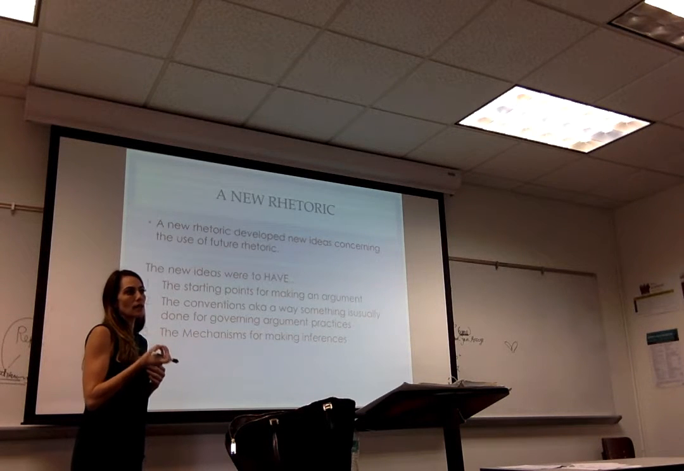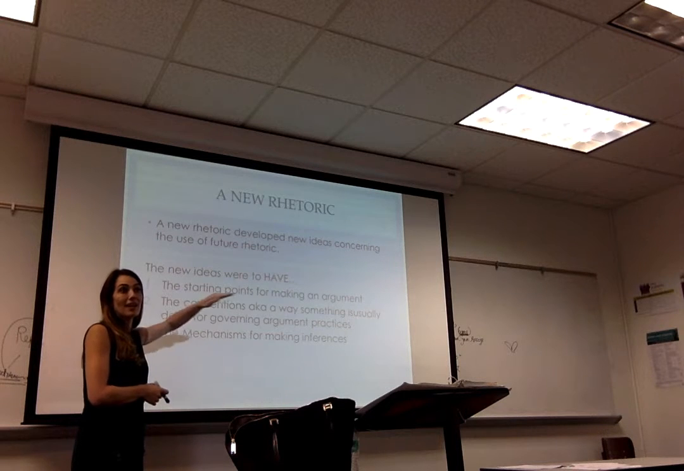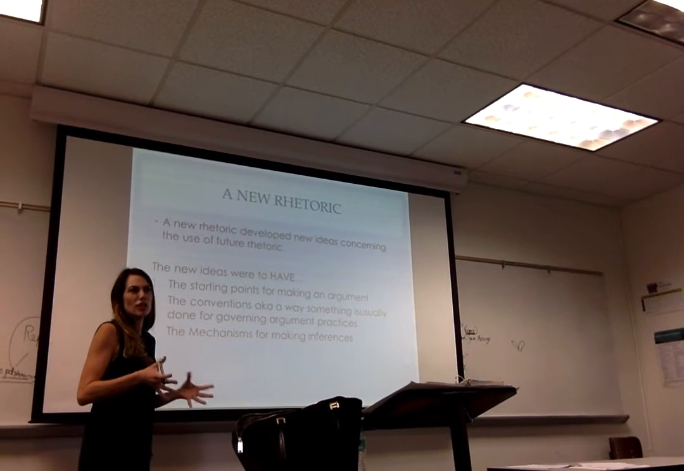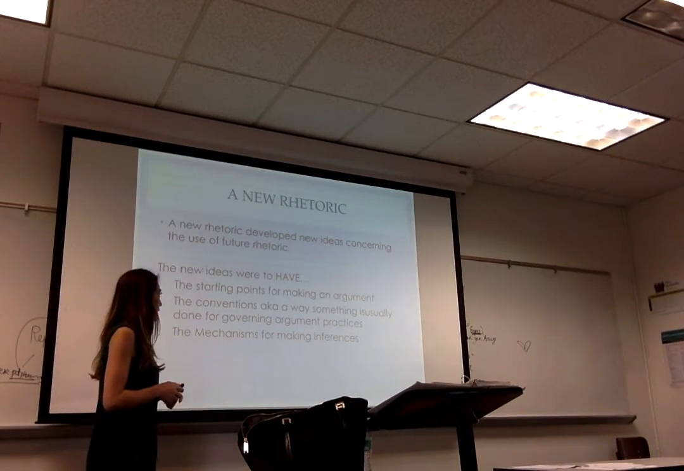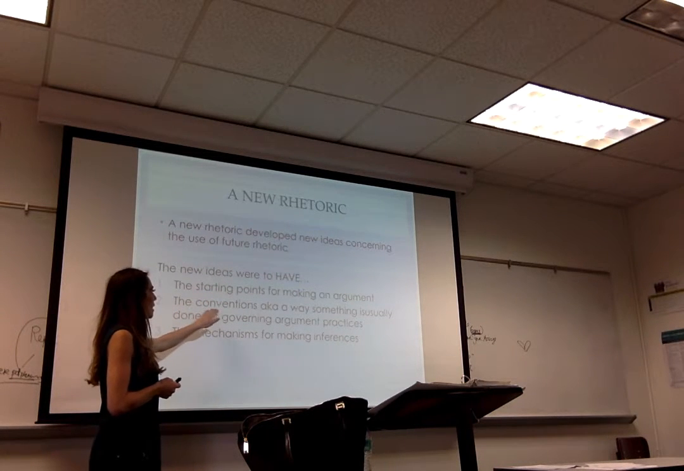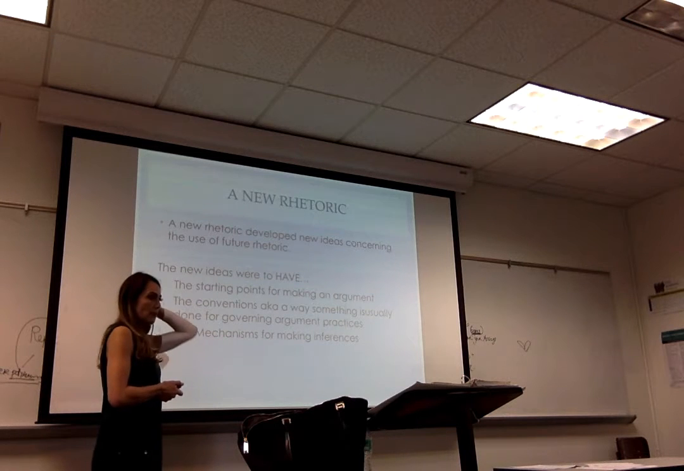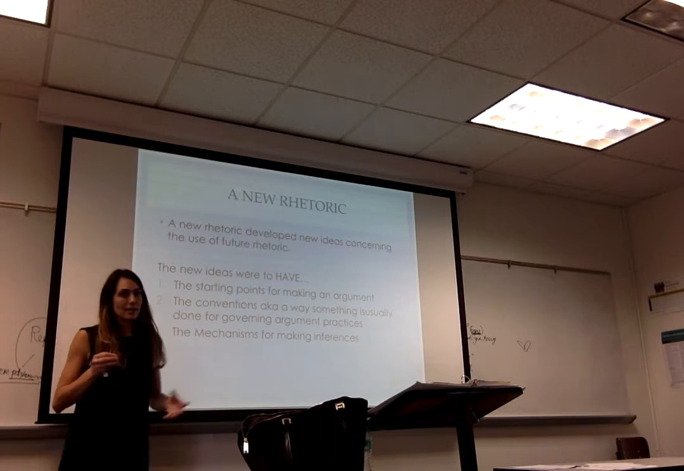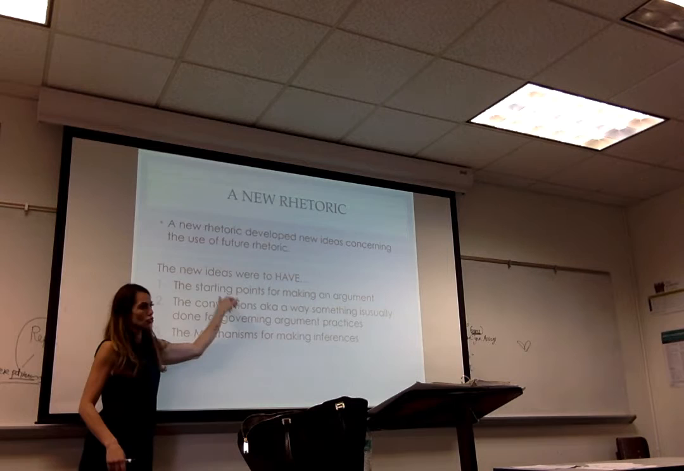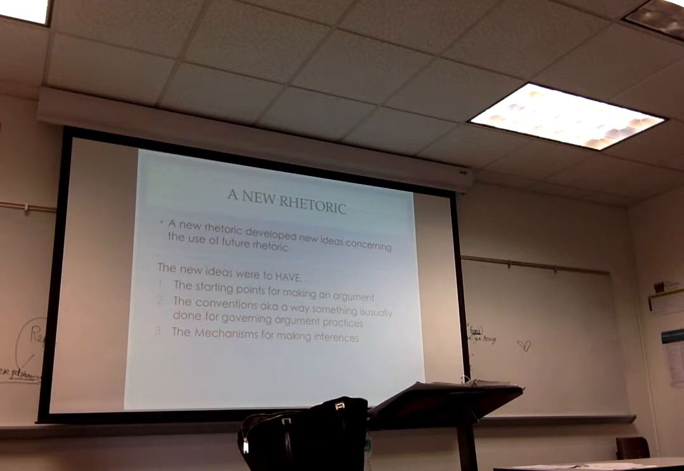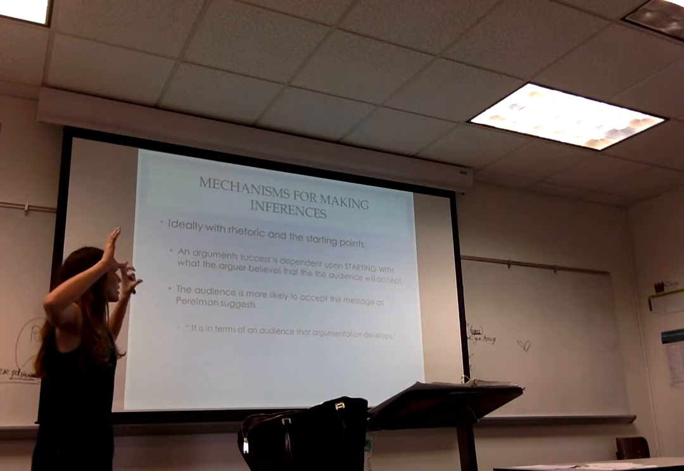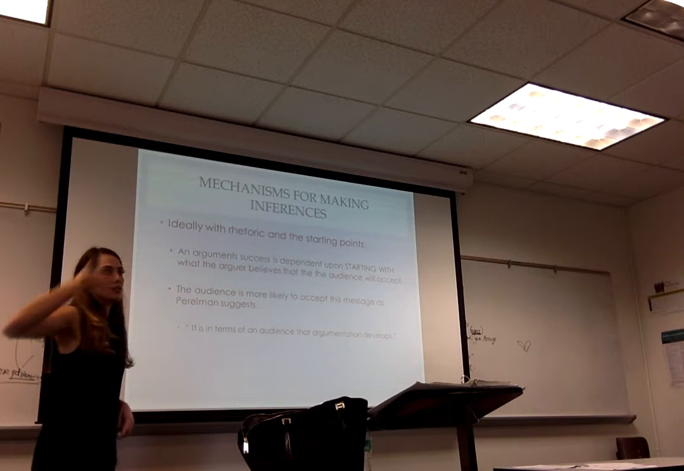Perelman really writes a lot in the inductive style, meaning a lot of specific instances to draw us to a conclusion that we can generally agree with because we've seen the phenomenon, because we've seen it a lot. So he also wanted us to have a new idea on the convention, or a way something is usually done for governing argument practices, and then finally give us some mechanisms for making specific inferences. I'm going to have us concentrate on number one, the starting points for making an argument. Ideally with rhetoric and the starting point, an argument's success is dependent upon starting with what the arguer believes that the audience will accept.